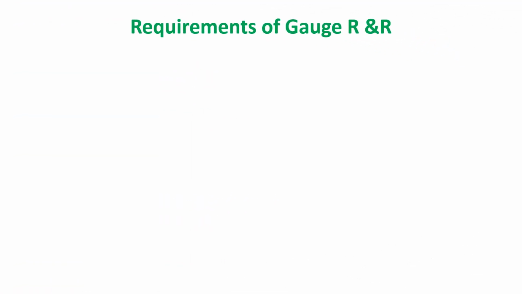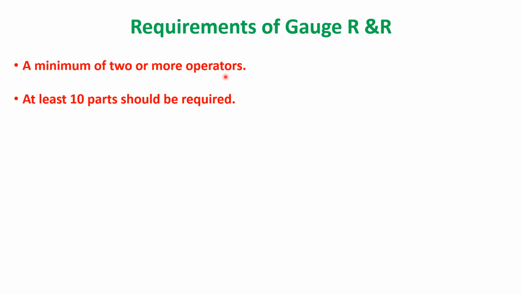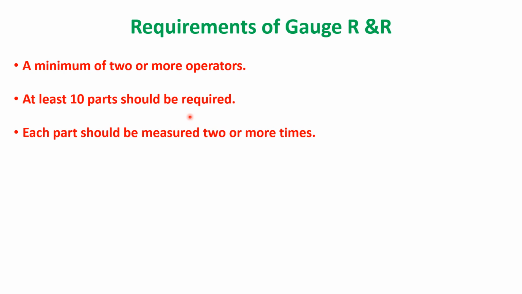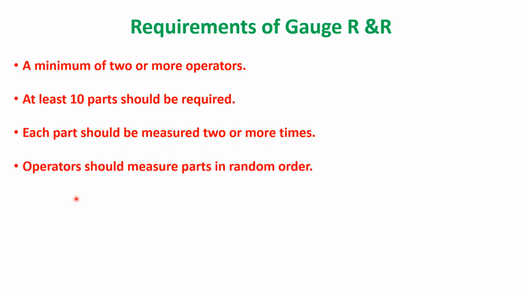Guidelines for conducting attribute gauge R&R: a minimum of 2 or more operators are required. At least 10 parts should be used. Each part should be measured 2 or more times. Operators should measure parts in a random order. Boundary jobs are taken for the study. Whenever there is a conflict between okay and not okay, pass and fail among the operators, that happens for boundary jobs where there is a slight difference. That's why it is needed to have boundary jobs for the study.